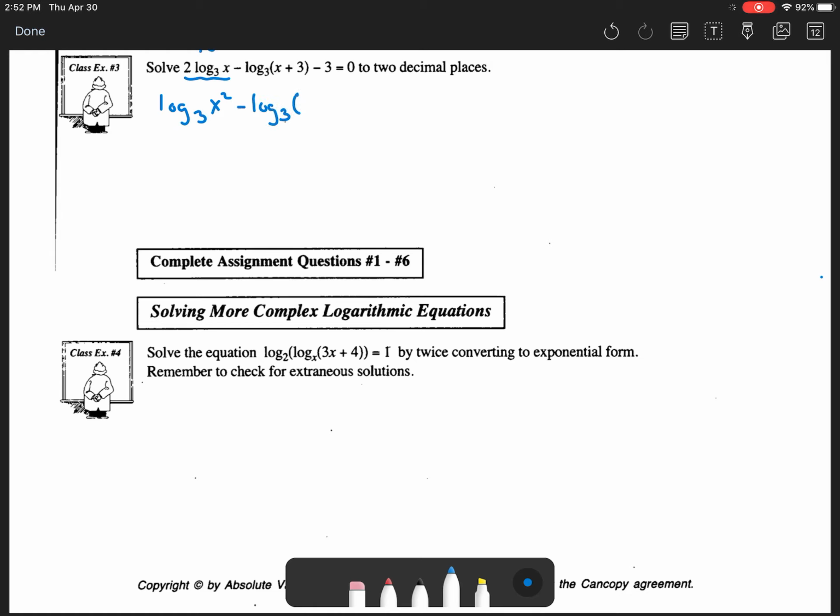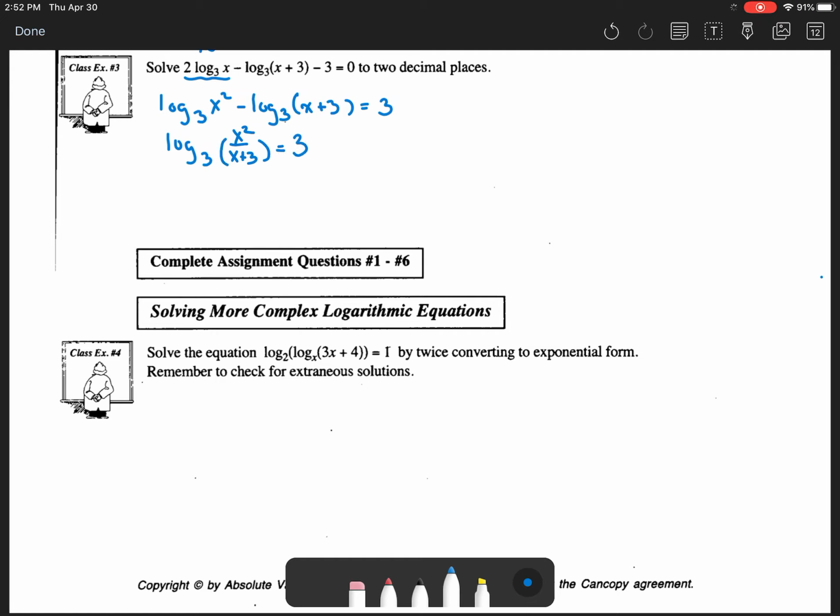Now I have minus log base 3 of (x plus 3), and I'm actually going to move that constant 3 to the other side of the equation. So now on the left-hand side, I'm subtracting log expressions that have the same base, so I divide the arguments. It's going to be x squared all over x plus 3, and this equals 3.